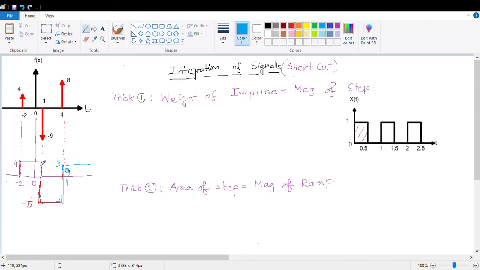Okay. So if you remember, we get just this type of curve when we have done it using the mathematical expression, but here we did it in a very small time, just by observation. Understood?